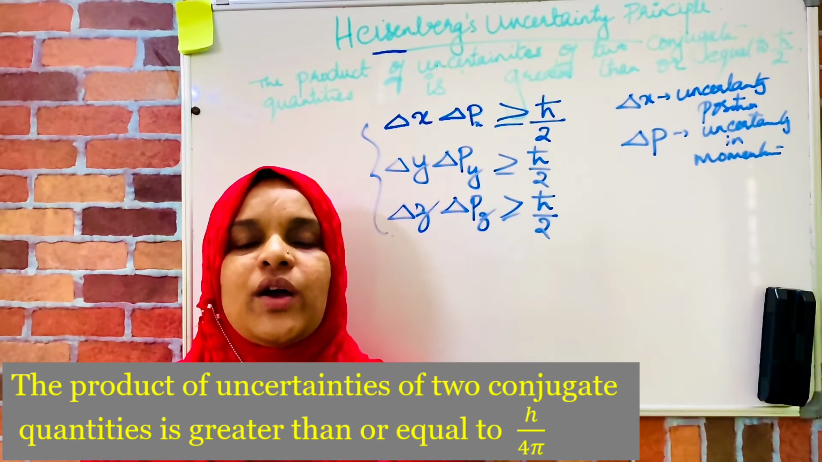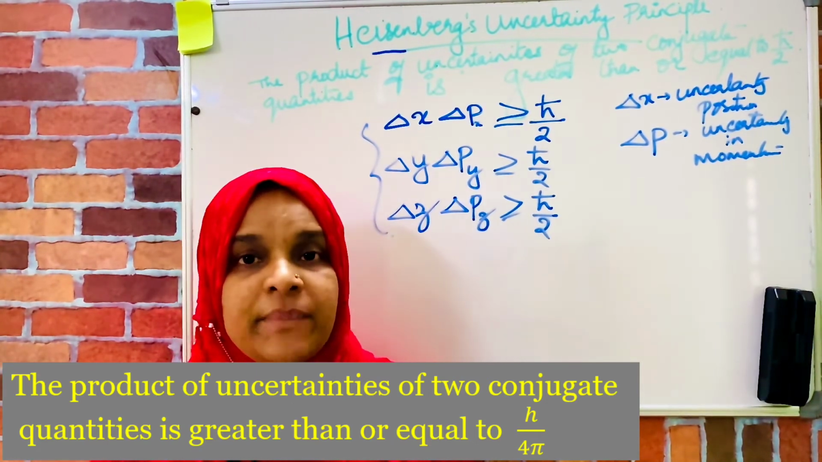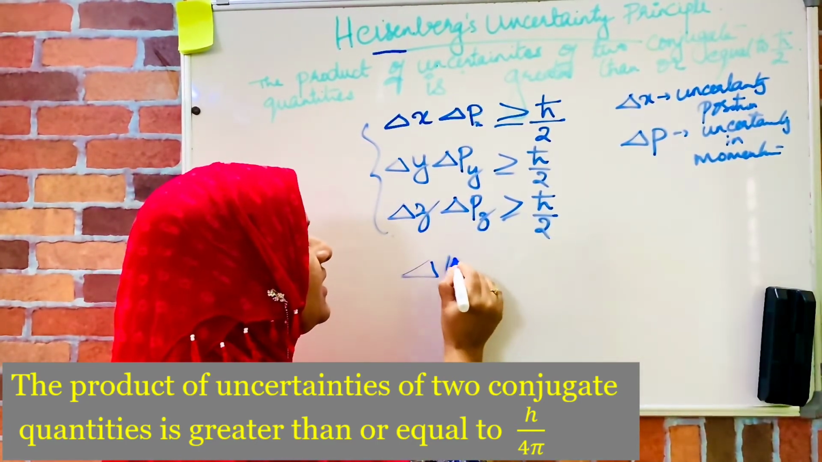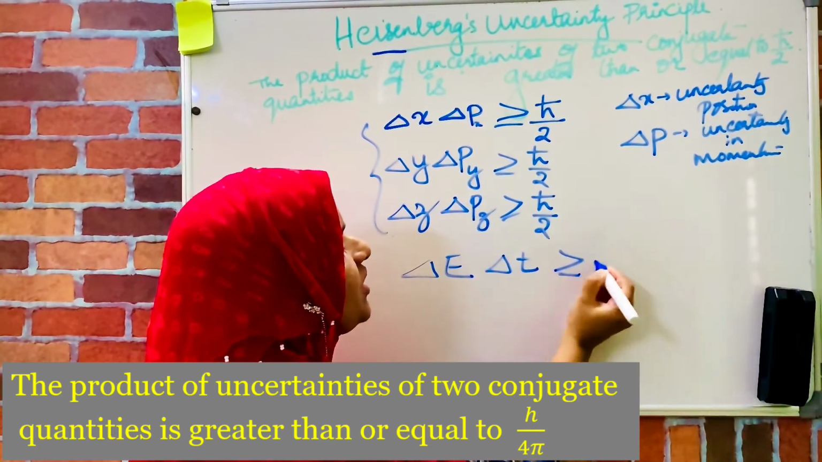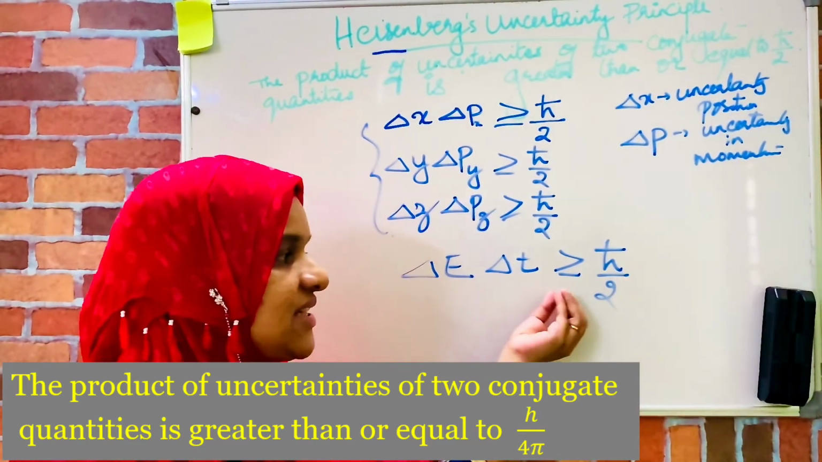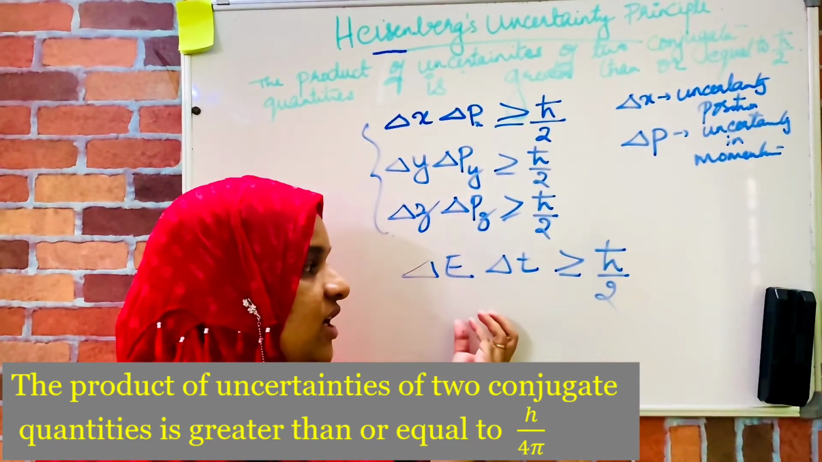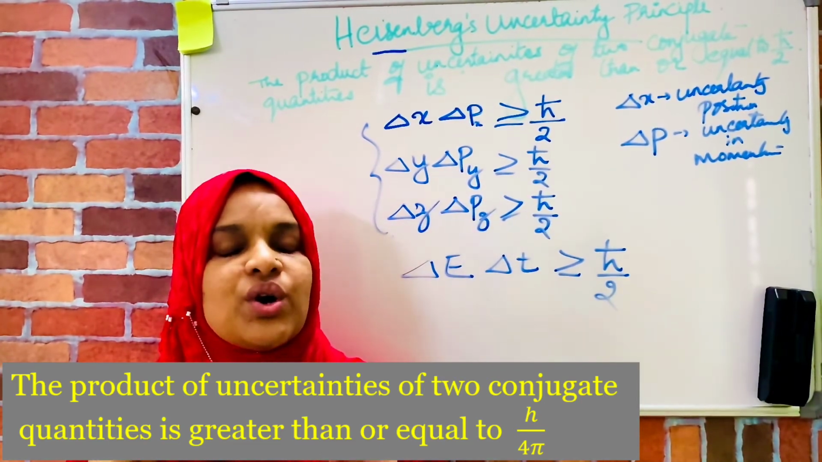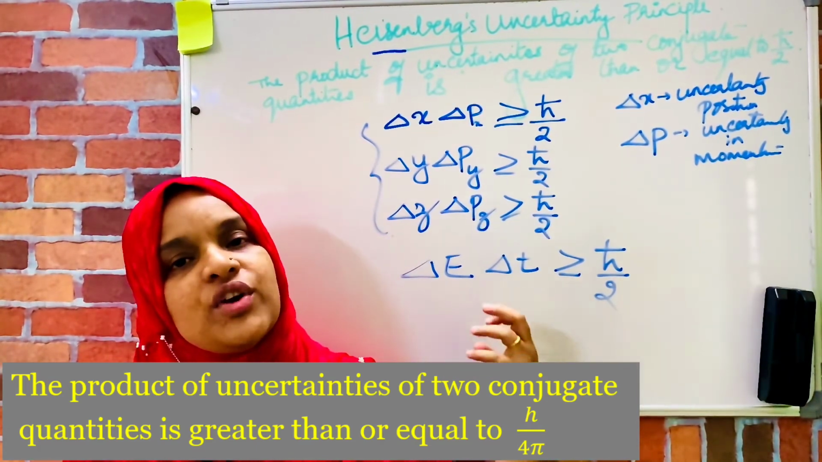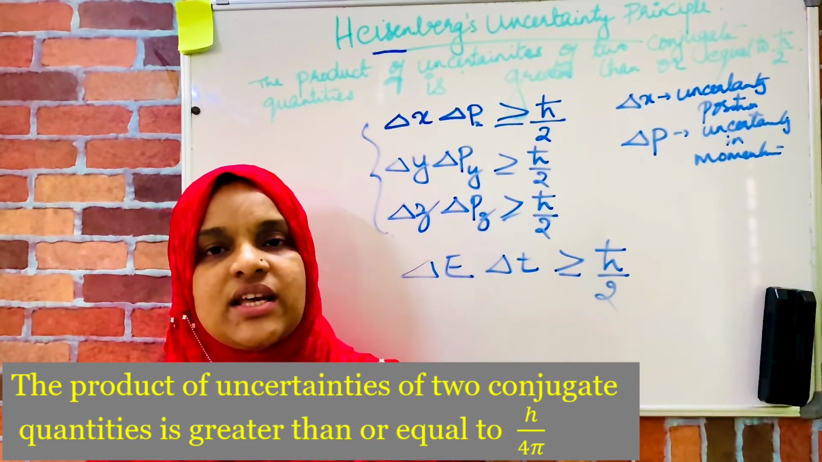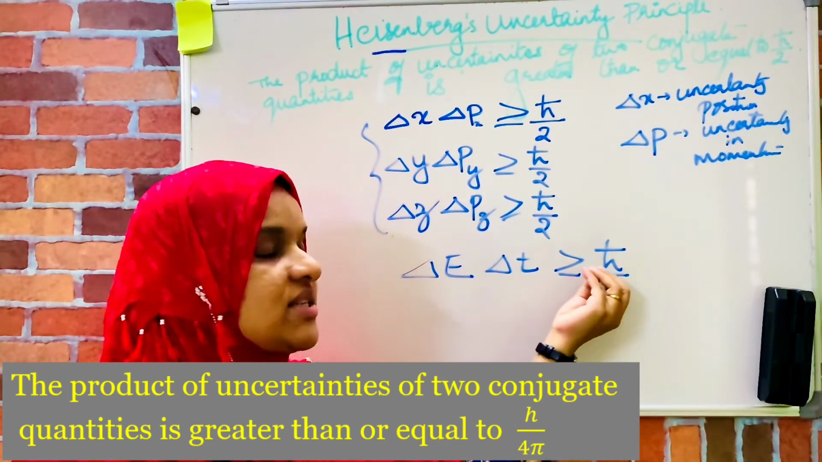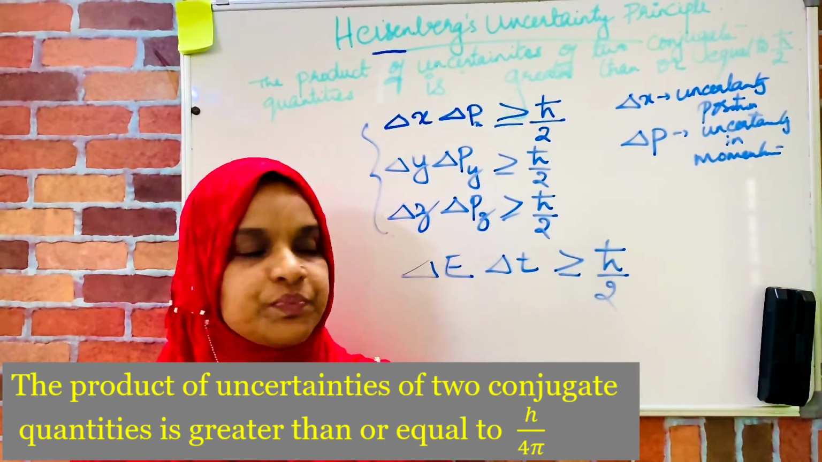Then we have another pair of conjugate quantities, that is energy and time. The mathematical statement for uncertainty in energy and time is delta E, delta T greater than or equal to h cut by 2, where delta E is the uncertainty in energy and delta T is the uncertainty in time. Time and energy are two conjugate quantities, so it is not possible to measure simultaneously and accurately energy and time. If you are measuring energy and time simultaneously, there will be an error in both the quantities, and the product of the errors will be greater than or equal to h cut by 2.